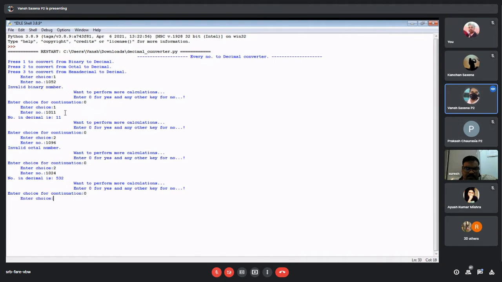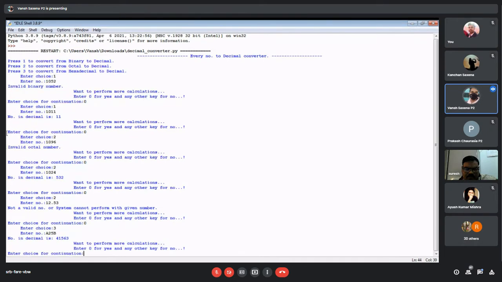Similarly, let's take one more example. I'm taking decimal values like this. Then it will give an error: not a valid number, or the system cannot perform with the given number. Now I'm taking the hexadecimal check, that's choice 3. Here I will mention a pure hexadecimal number, and I bet no error will be caused. So the number in decimal is 14,563. Want to perform more calculations? That's completely yes.